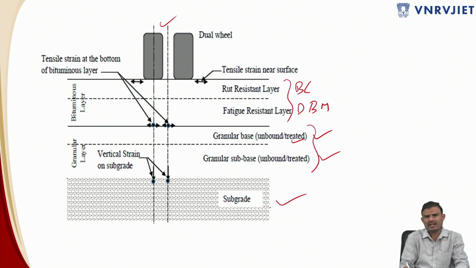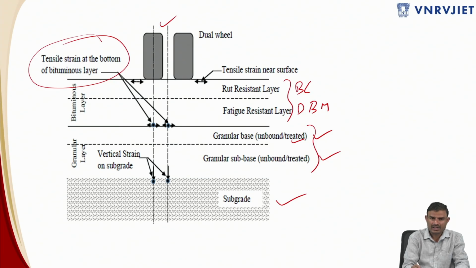Below that, we are going to have an embankment. So this is also a very important question which has been asked in competitive examinations a number of times. What are the critical locations for finding out the fatigue and rutting in a flexible pavement? The critical location to assess is the bottom of the bituminous layer.